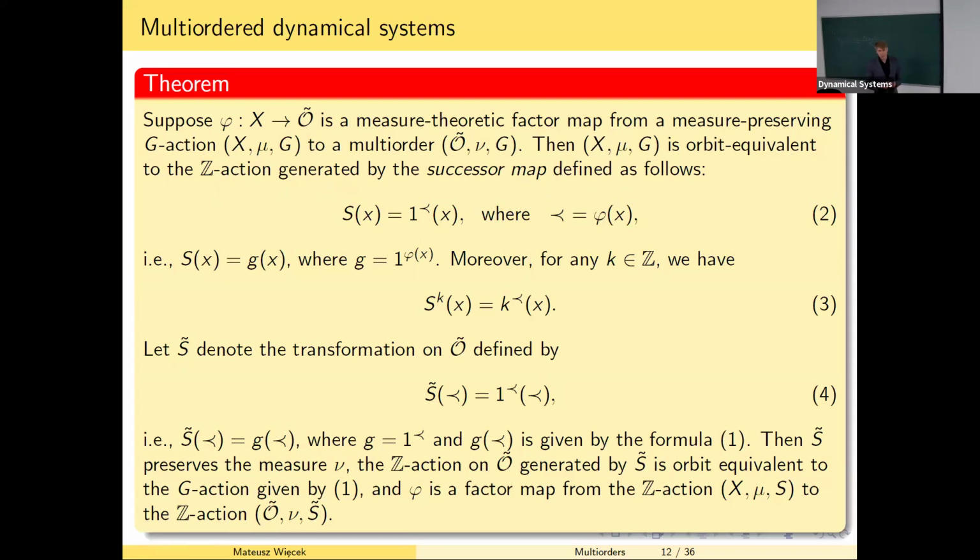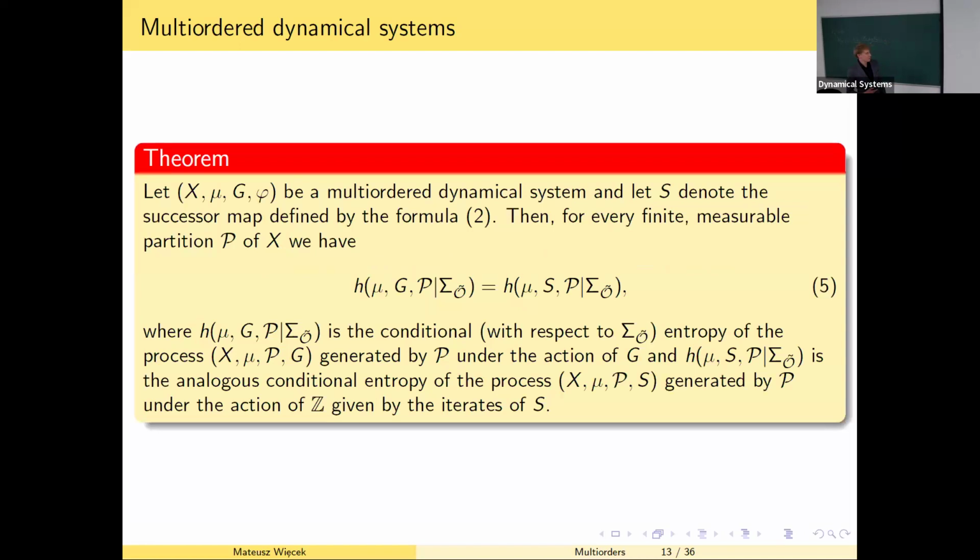And because a multiorder, of course, is itself a multiorder dynamical system, with its factor being itself, we can also define a successor map on a multiorder. And then it turns out that this orbit equivalence with the successor map preserves this multiorder factor. So our multiorder dynamical system with actions of G factors to a multiorder, and the orbit equivalent action of Z by the iterates of the successor map also factors to the same multiorder, with the action of Z given by the successor map defined on the multiorder. And what is very specific about this orbit equivalence is that it also preserves the conditional entropy with respect to this multiorder factor.